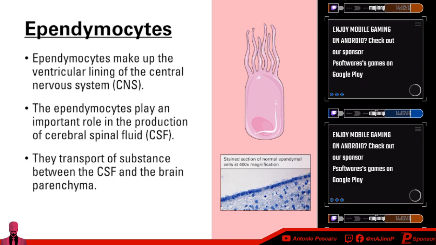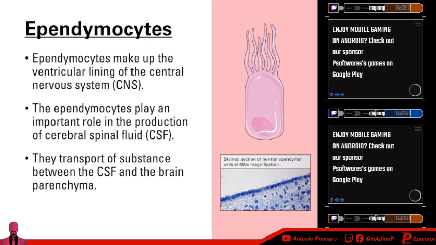And like I said, not only do they make the border of the central nervous system, but they will also create that cerebrospinal fluid via the blood vessel. They're going to take some of the blood, mix it up and metabolize it inside of their own cell and then spew it out as cerebrospinal fluid, if I can put it in a nutshell like that. And then finally, they also help in the transport of substances between the cerebrospinal fluid and the brain parenchyma.